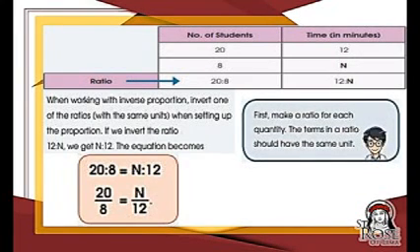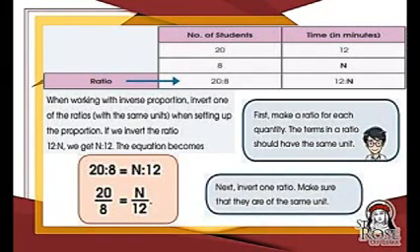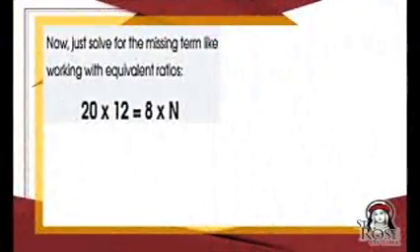First, we make a ratio for each quantity. The terms in a ratio should have the same unit. And then next, we invert one ratio and make sure that they are of the same unit. So now, we can just solve for the missing term like working with equivalent ratios.